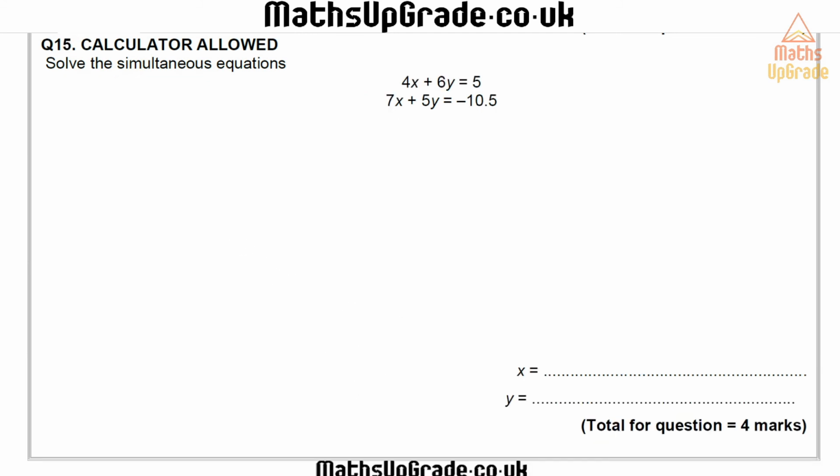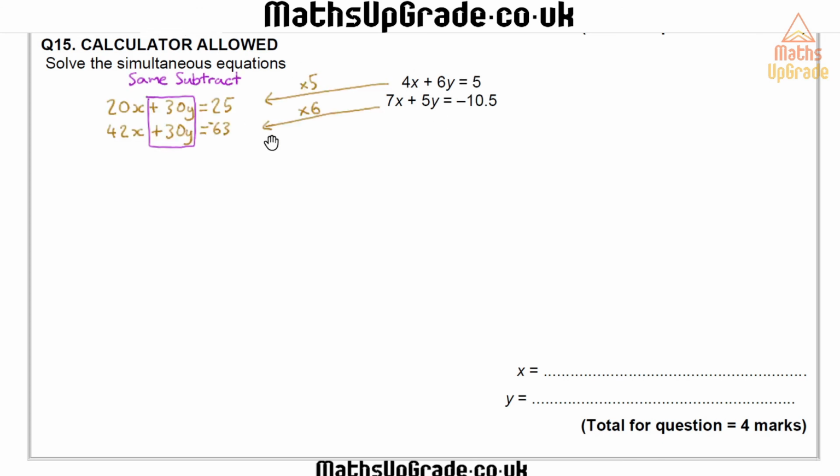4 marks. Question 15. Solve the simultaneous equations. Similar with question 14, I cannot easily just get one equation and manipulate it. I need to manipulate both equations. So I'm going to choose here y. So I'm going to multiply the top equation by 5 and the bottom equation by 6. That gives me 20x plus 30y equals 25, and 42x plus 30y equals negative 63.